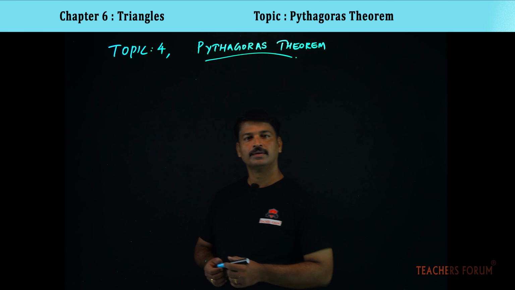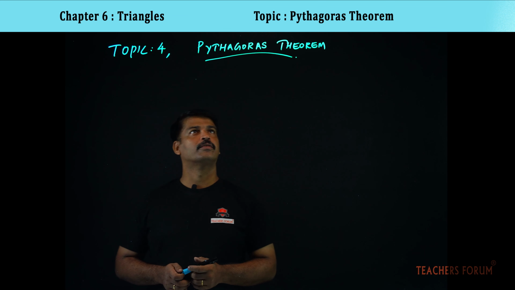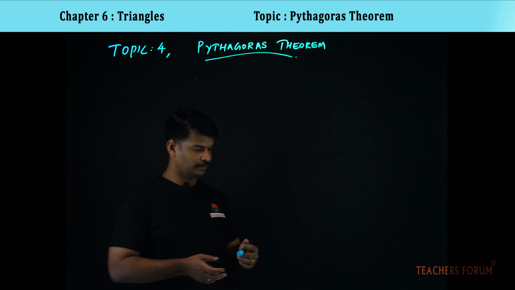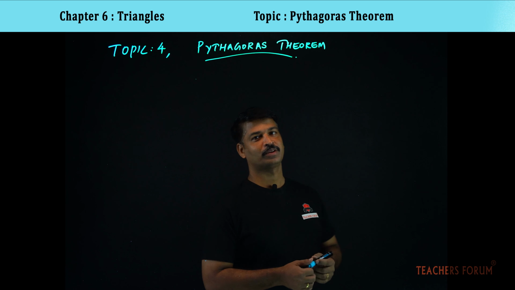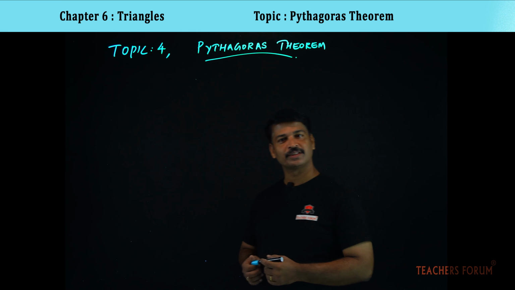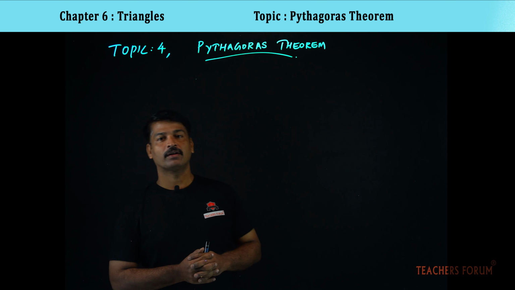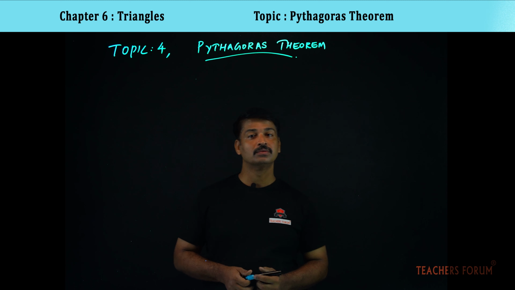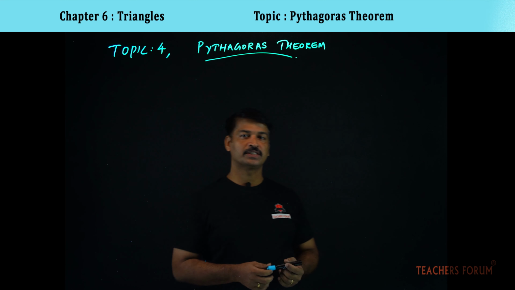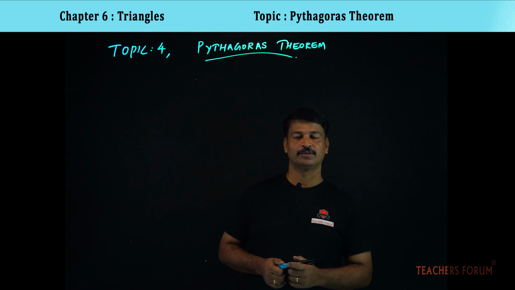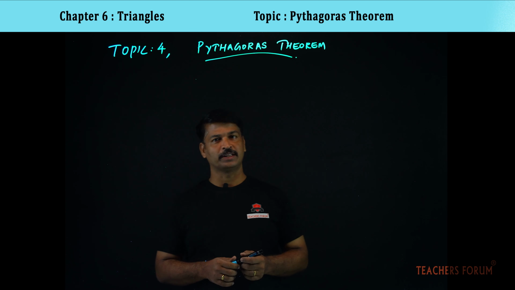In this topic, we are going to prove Pythagoras theorem. I think you know what Pythagoras theorem is. Pythagoras theorem states that in a right triangle, the square of the hypotenuse is equal to the sum of the squares of the other two sides, isn't it? You know that. Now let us prove Pythagoras theorem.